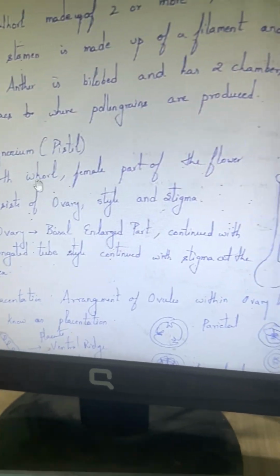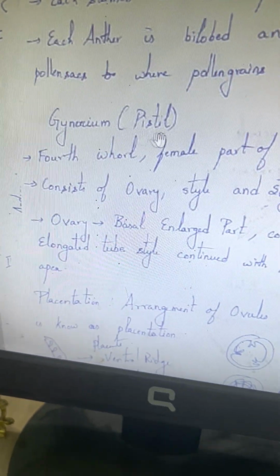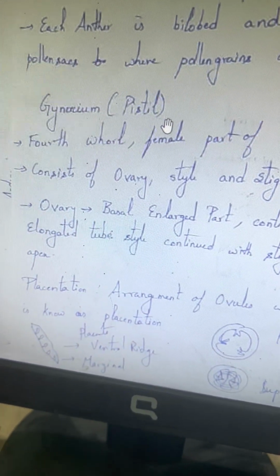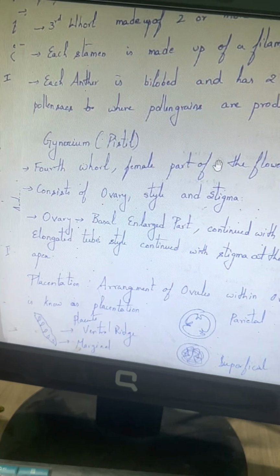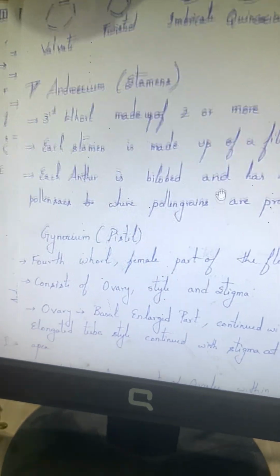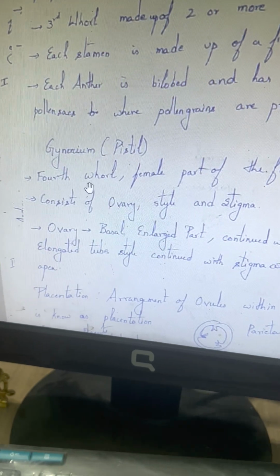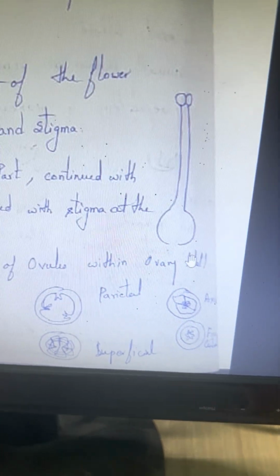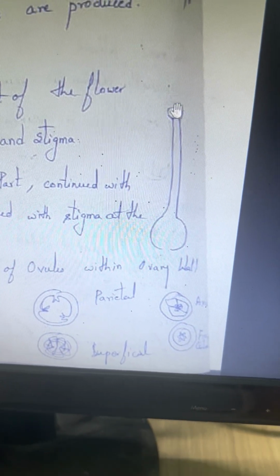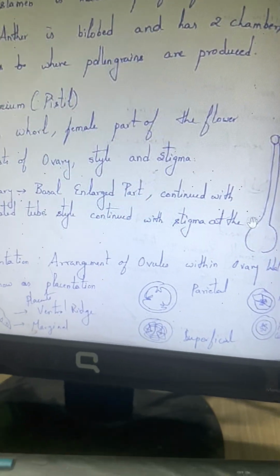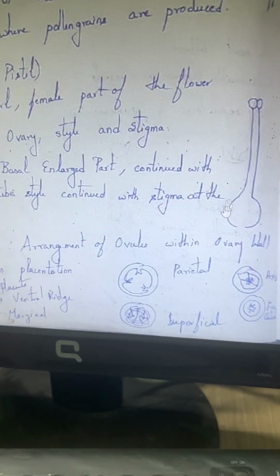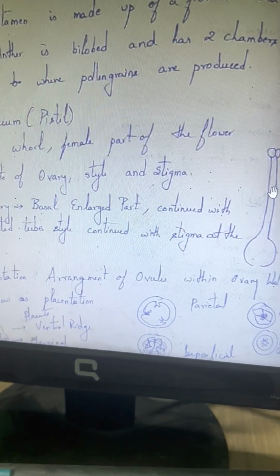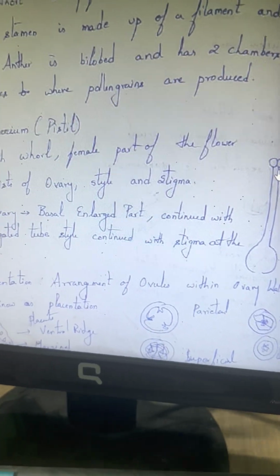Next is the gynoecium, which is also known as pistil. Androecium is also known as stamens and gynoecium is also known as pistil. This is the fourth whorl, the female part of the flower, whereas the androecium is the male part of the flower. It consists of ovary, style and stigma. The ovary is the basal enlarged part, continued with the elongated tube-like style, continued with the stigma at the apex.